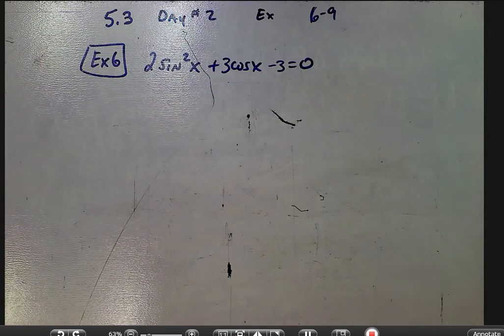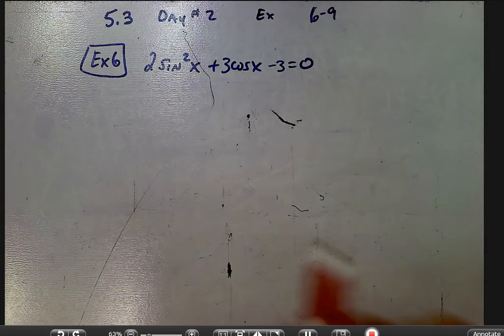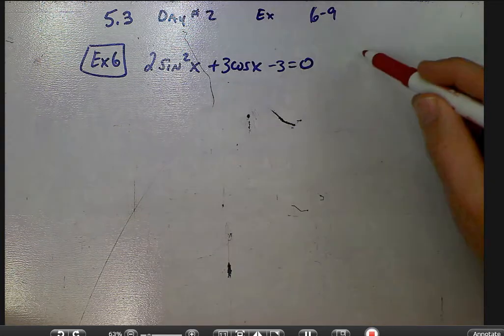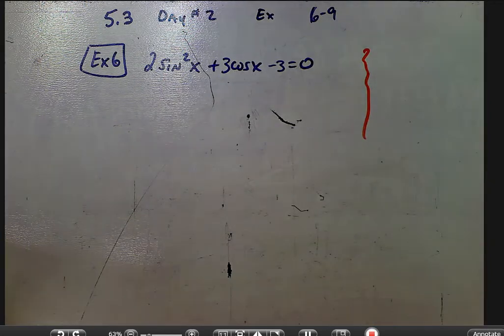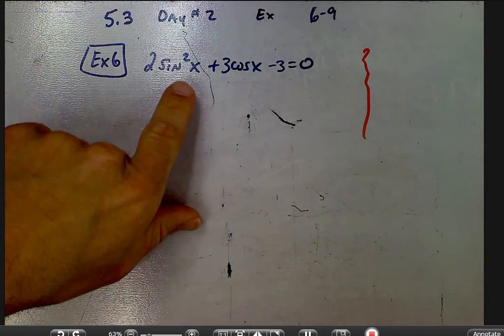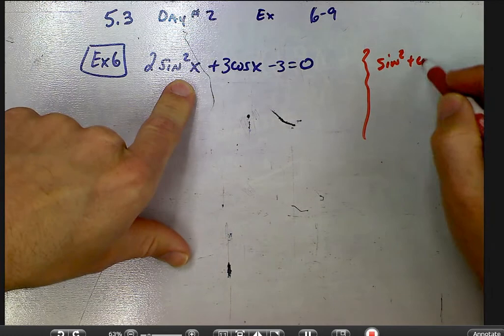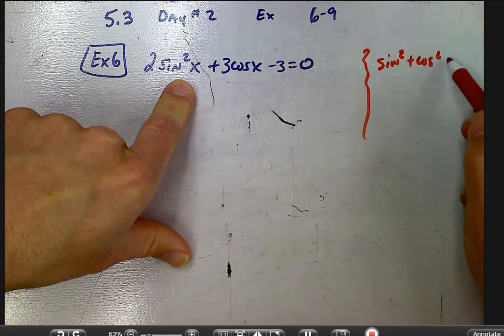Okay, we're back for 5.3 day 2, working on examples 6 through 9. Here on example 6, it gives us 2 sine squared x plus 3 cosine x minus 3. Notice that we have sine and cosine in the same equation, so we're going to need to change it all to sines or all to cosines. The easiest thing I see here is sine squared, and if you recall, sine squared plus cosine squared equals 1.